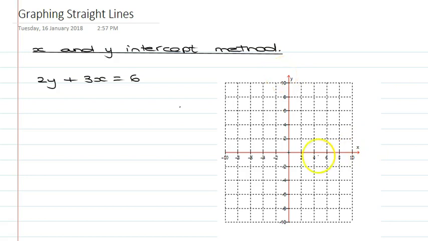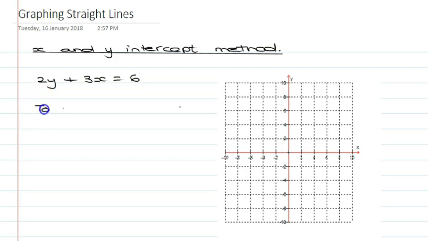Because remember, along the x-axis, at every single point along this axis, the value of y is 0. At every single point along the y-axis, the value of x is 0. So the idea is using the fact that when x is 0, we can find the y value, and when y is 0, we can find the x value.